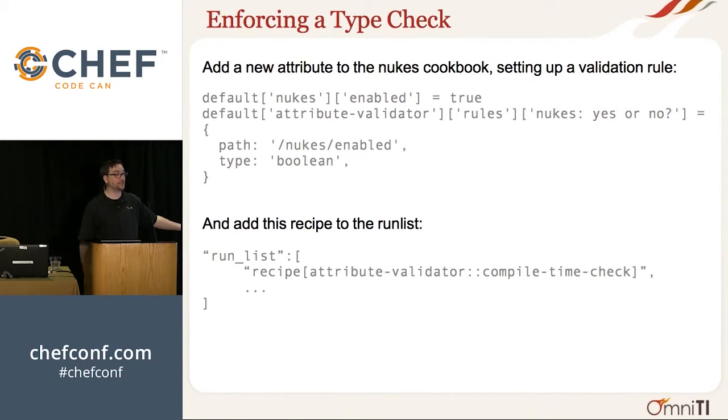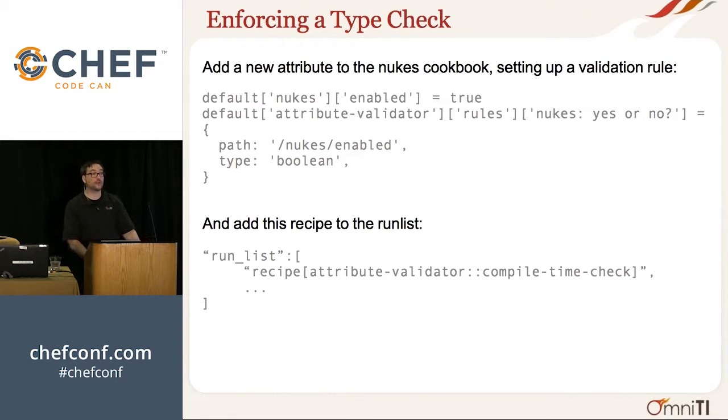I'm saying this thing should be of type Boolean. We'll talk more about the other types later on, but for now we're just saying type Boolean. And then the other bit here to actually cause the validation to run is to add a recipe to the run list. You'll see that I'm saying attribute validator compile time check. Attribute validator does not provide a default recipe. You must use it explicitly, and you get your choice of compile time or convergence time.